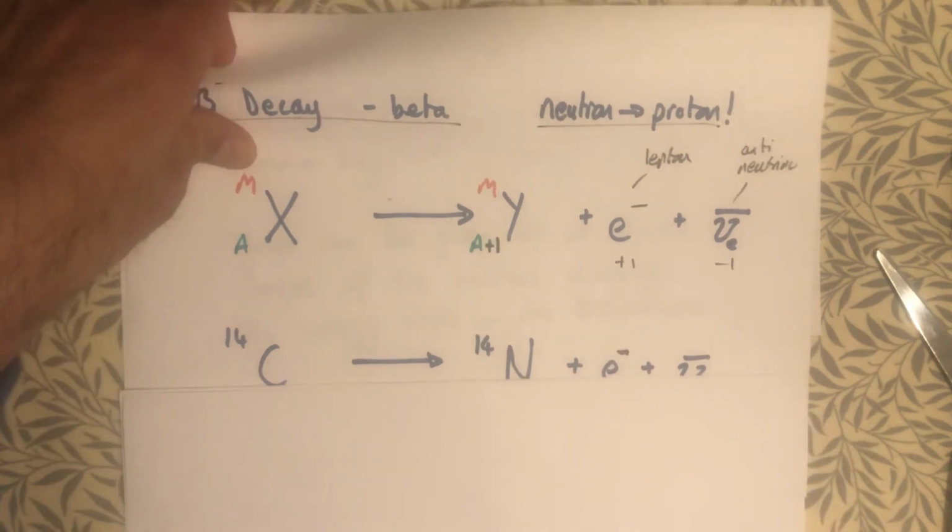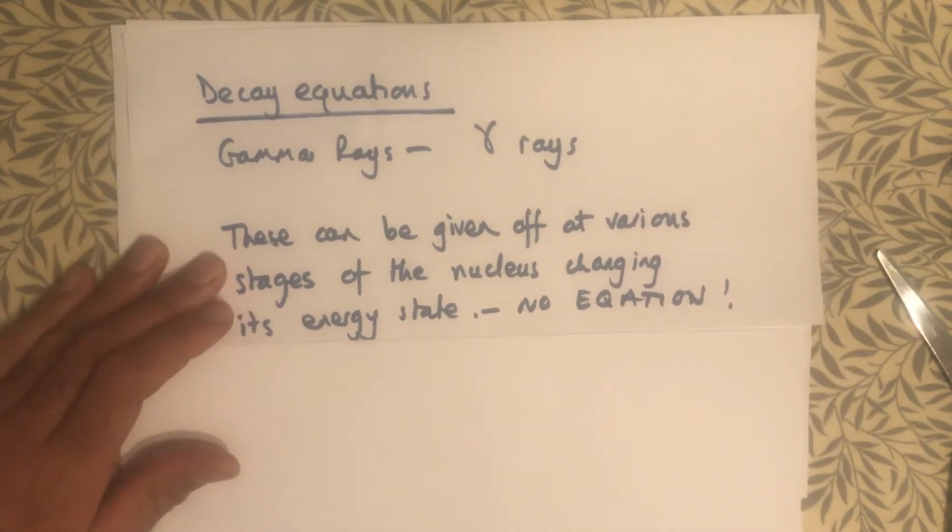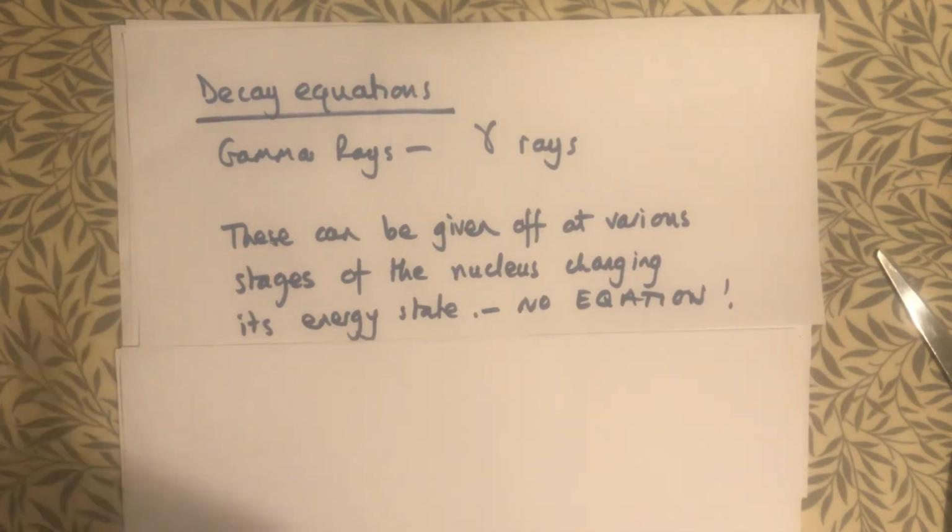Gamma. That's it. Okay, what goes on with gamma? Well, gamma can basically be given as a kind of resorting out, changing of the energy states in a nucleus such that a gamma ray is emitted. So basically, a gamma ray doesn't have an equation. A gamma ray is just emitted without any specific change in the number of protons and neutrons in a particular isotope. Okay, so that's a quick one.